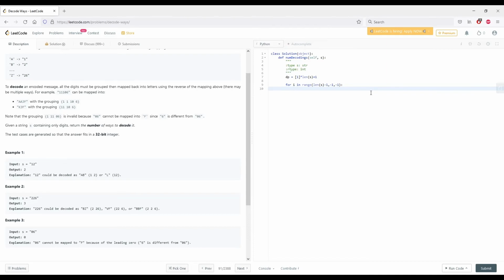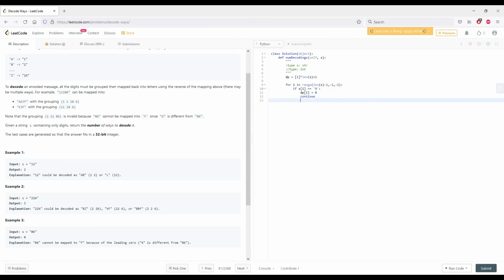Okay, first, what I want to take care of is if at this index it's 0, then DP at that index is 0, because obviously if we had like 206 here, number of ways to decode at this index onwards would be 1, but at this index onwards would be 0 because our encoded message cannot start with 0.